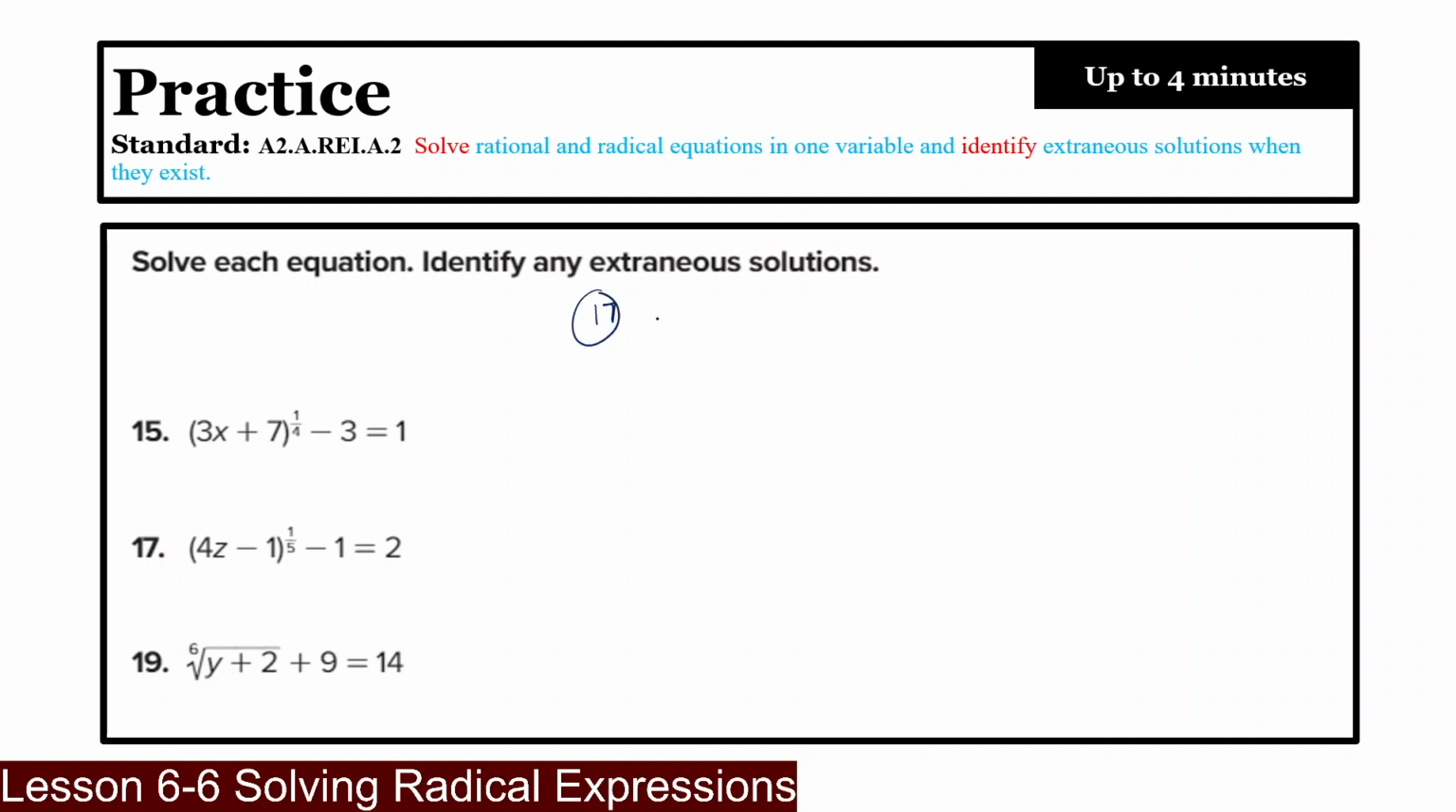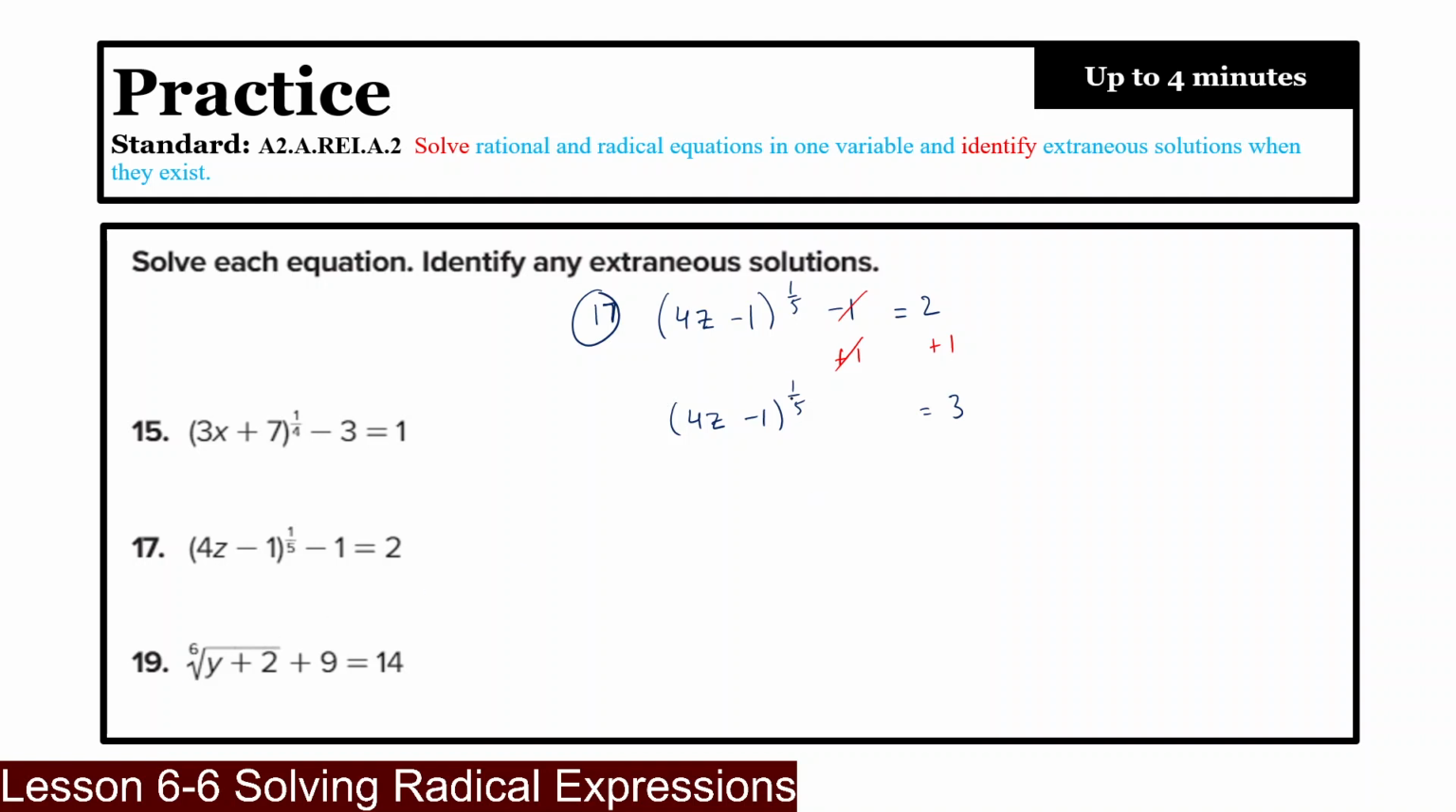So let's see. We have 4z minus 1 raised to 1/5 minus 1 equals 2. The first thing I need to do is get rid of the 1 because that will help me get the radical by itself. So I add 1 to both sides, which helps me cancel this negative 1. And so now I'm left with 4z minus 1 raised to 1/5 equals 3.